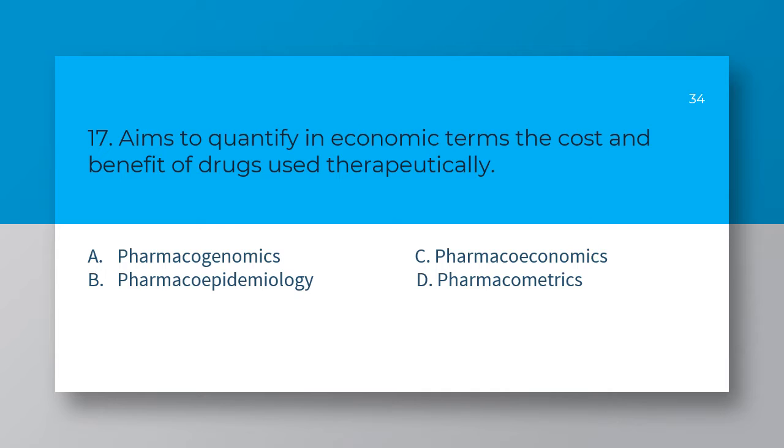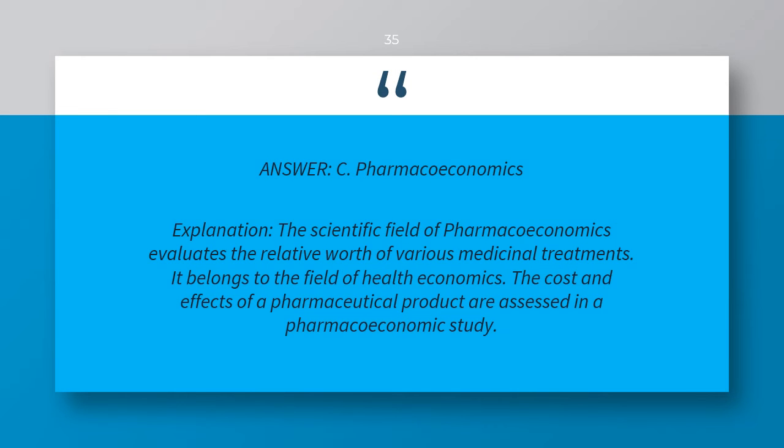Number 17. Aims to quantify in economic terms the cost and benefit of drugs used therapeutically. Answer is C. Pharmacoeconomics. The scientific field of pharmacoeconomics evaluates the relative worth of various medicinal treatments. It belongs to the field of health economics. The costs and effects of a pharmaceutical product are assessed in a pharmacoeconomic study.